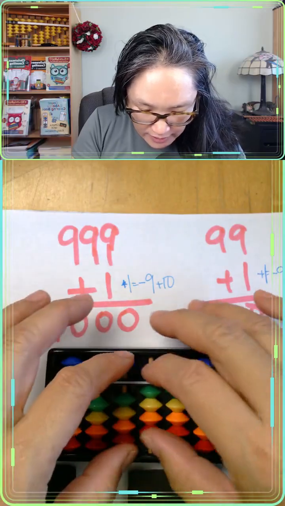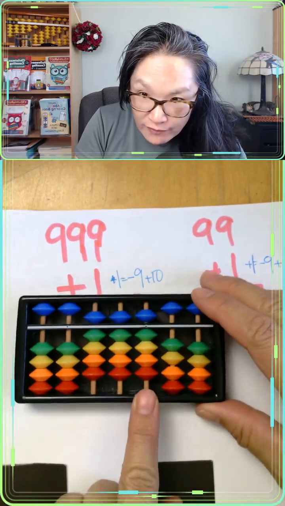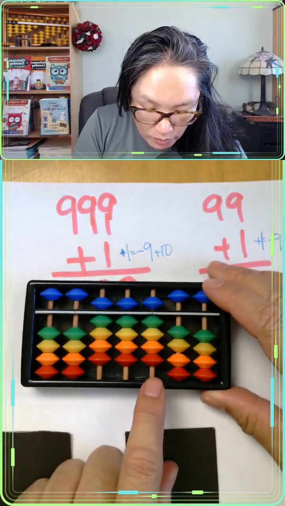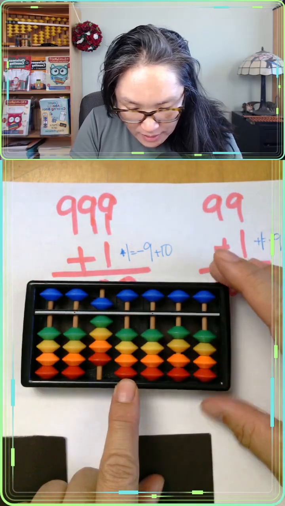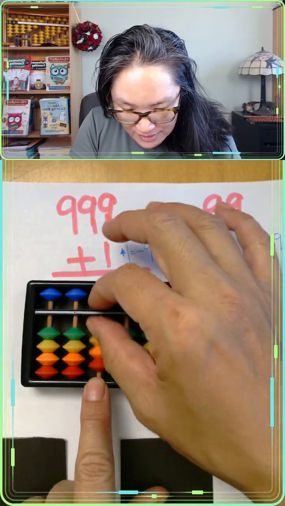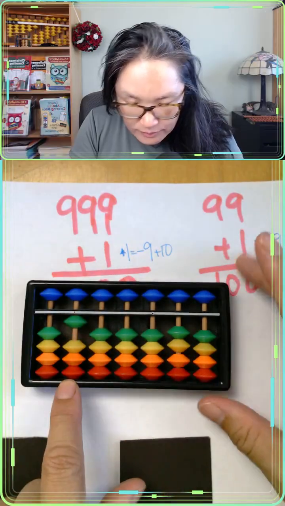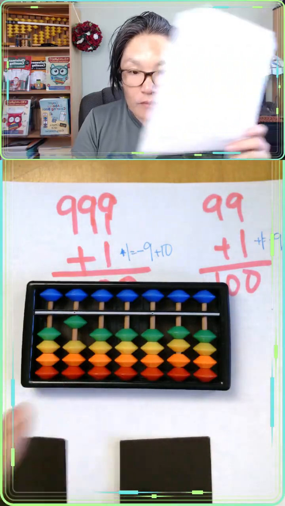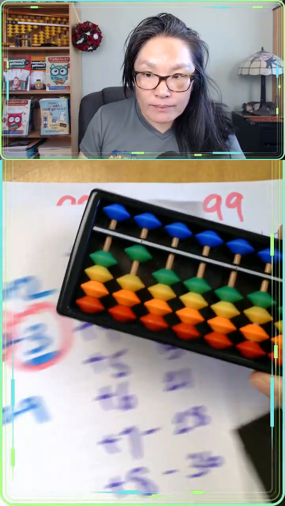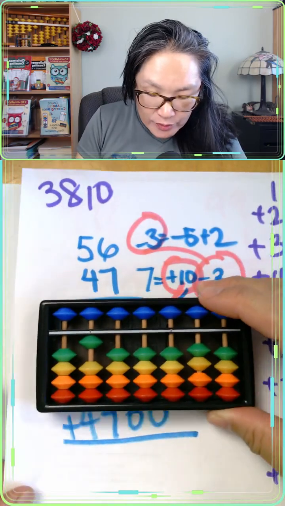So I have 99 like that, right? So I use my finger to keep track. So minus the 9 plus the 10. Minus the 9 plus the 10. Minus the 9 plus the 10. That's what I would do. You know what I mean? So use your fingers to help you.